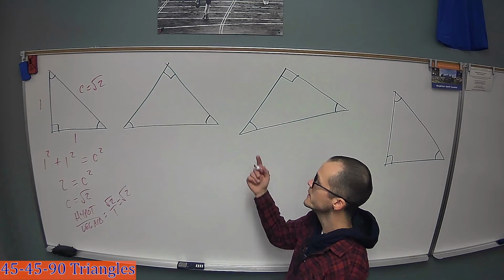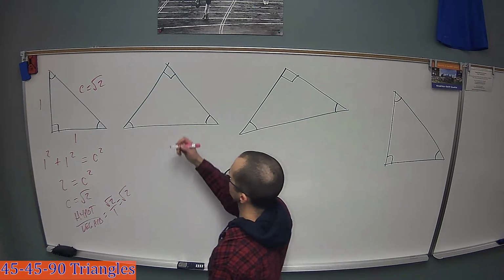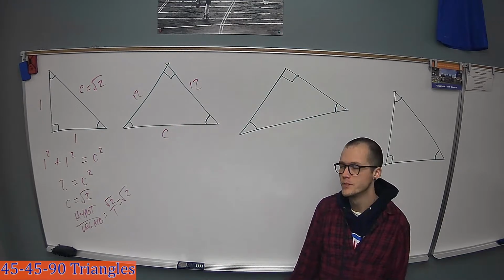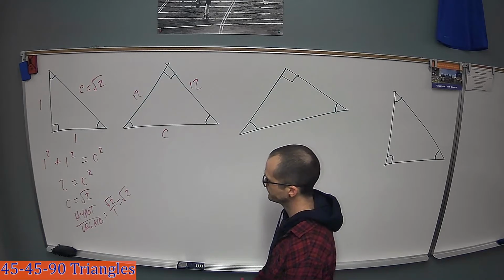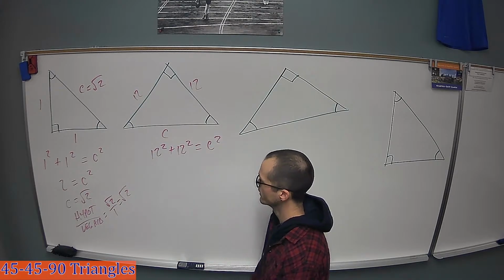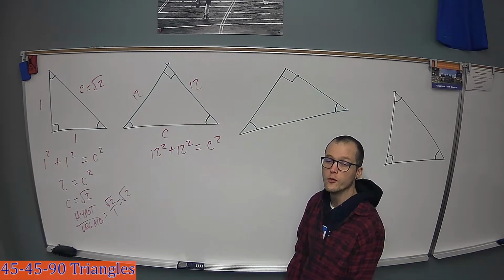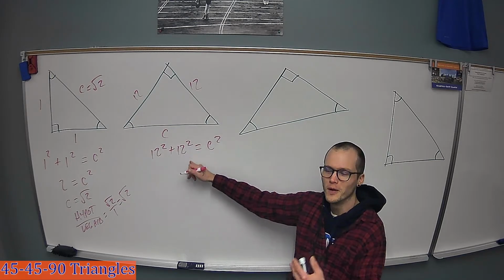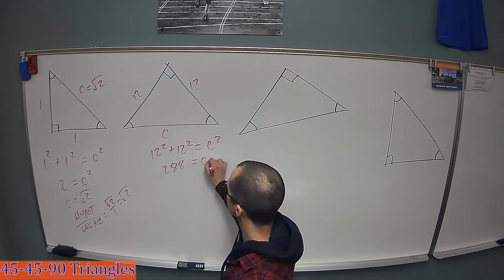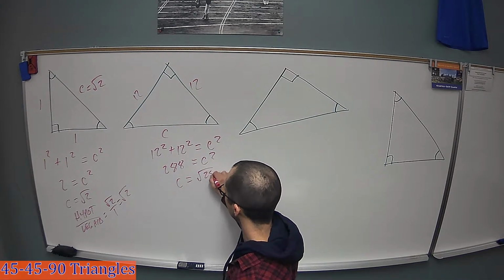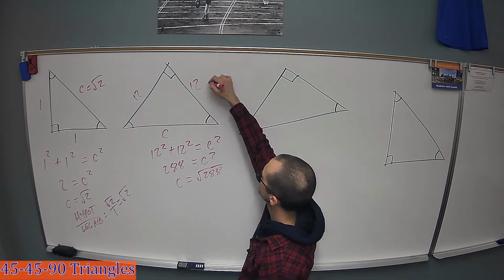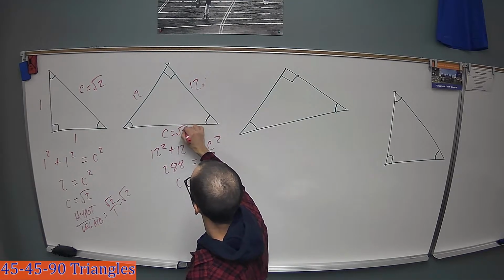Okay, fine. Let's make this a little bit more challenging. Let's look at something such as, I don't know, leg lengths of 12. And we're curious about the length of C. Same process, the numbers just get a little bit larger. So we're going to see 12 squared plus 12 squared equals C squared. Well, 12 squared is 144, and you double that, and you get 288. So 288 equals C squared. C equals the square root of 288.